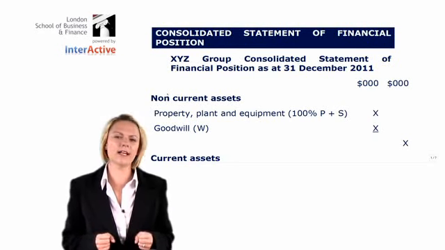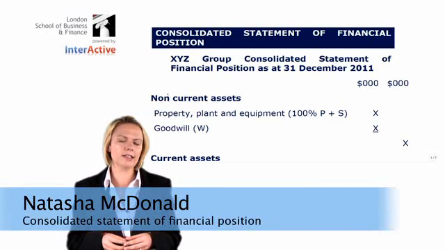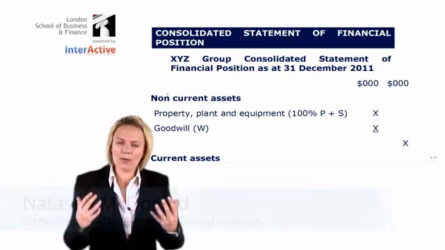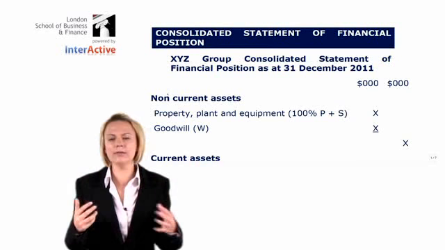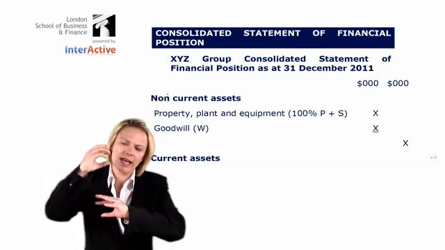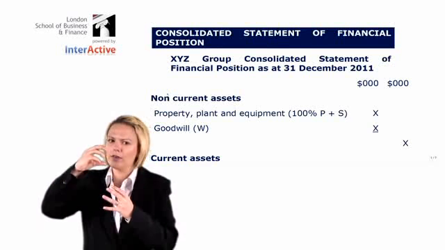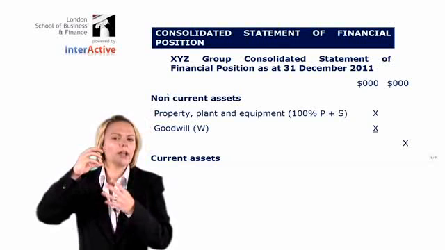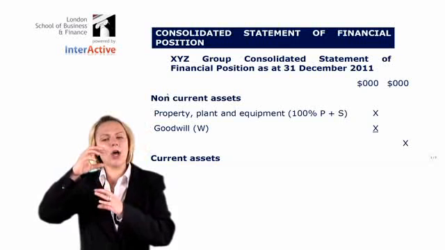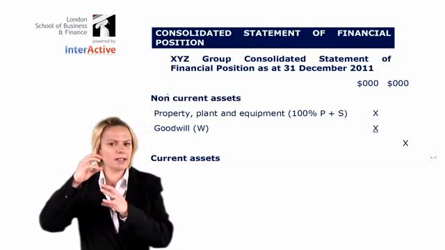Continuing on from our first session in this chapter, in the previous session we looked at what is a group, how is it formed. Now if you remember, we said that we had a parent and subsidiary relationship, and we only have a subsidiary if we have control over them.